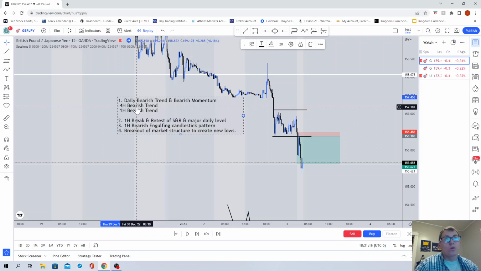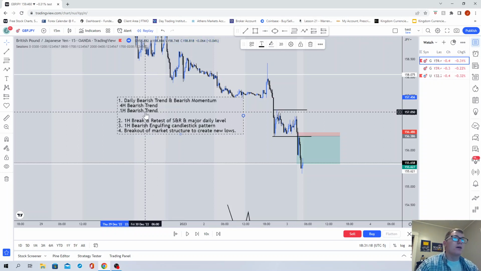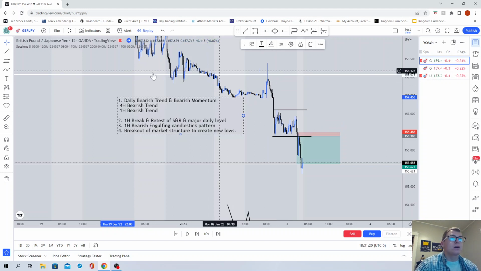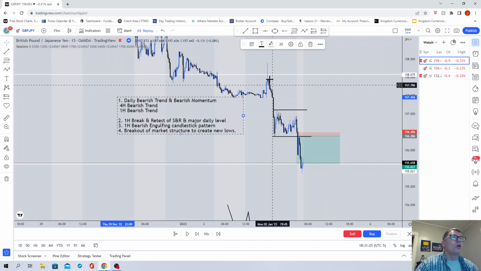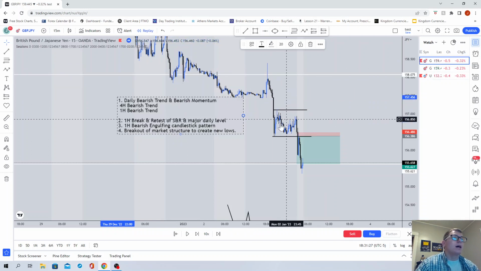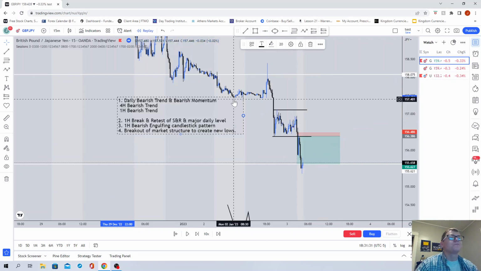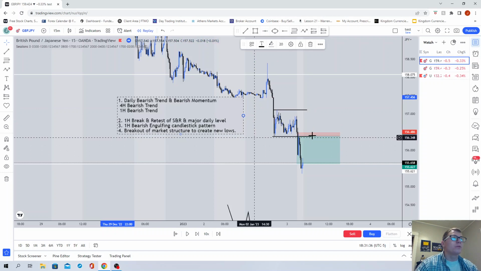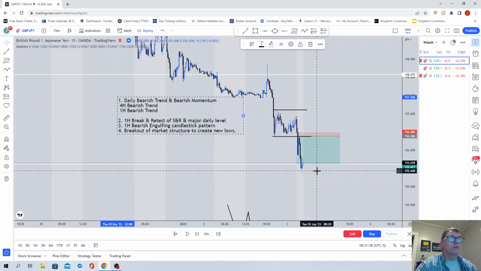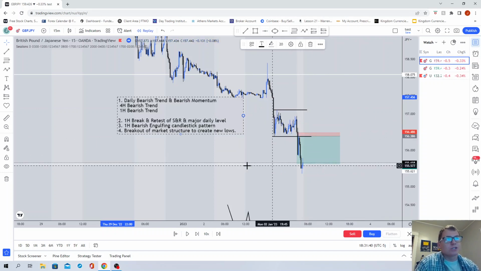And then I had a 4-hour bearish trend, an hourly bearish trend. On the hour, we had a break and retest of support and resistance and the major daily level. We had a bearish engulfing on the hourly, which was right here. And then also with that continuation, we would be riding it down to the next level. We got a little bit of choppiness on the 15-minute. Right when London opened, we had a breakout going for fresh new lows. That's literally it. That's confluence trading.